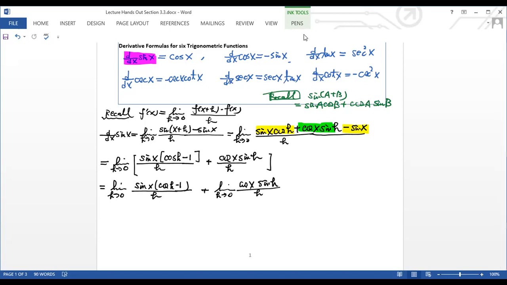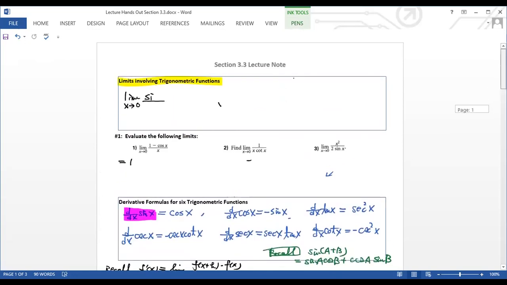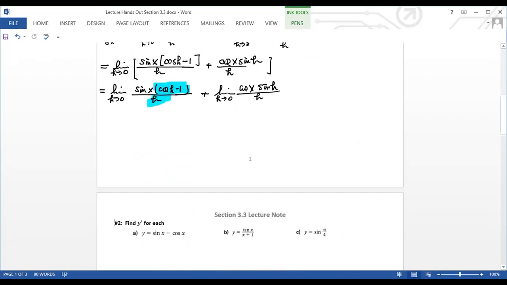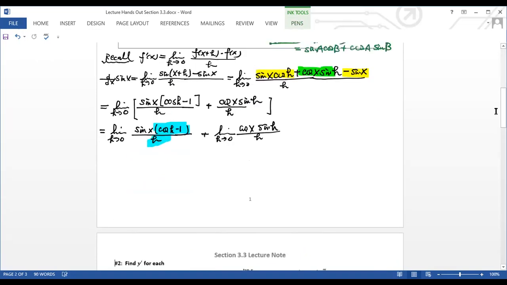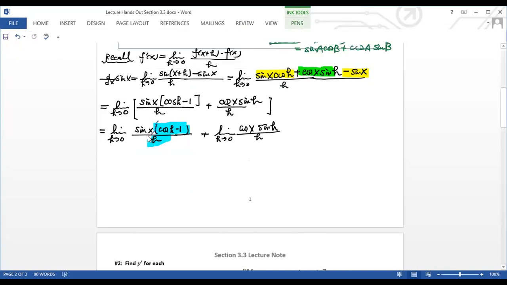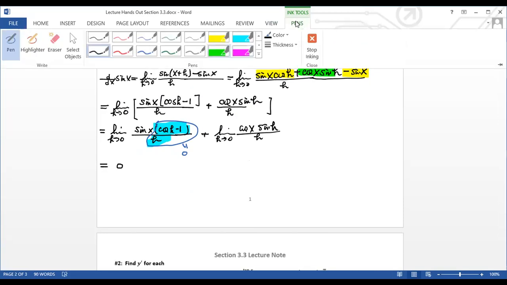Okay, now see how pretty that is. So look here, this part, cosine h minus 1 over h, back to my formula, back to here, cosine x minus 1 over x when x approaches 0. So in here, this is cosine h minus 1 over h. What does this approach? It approaches 0. So if this approaches 0, then 0 times sine x, so the first term will approach 0.